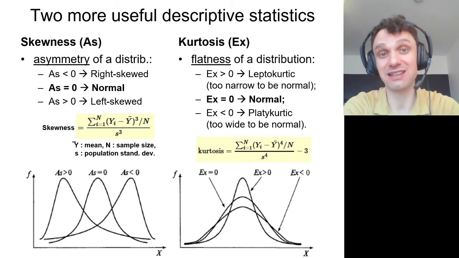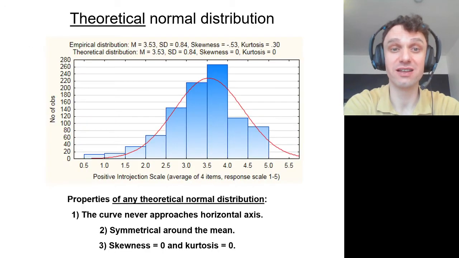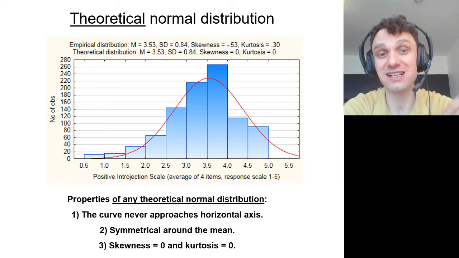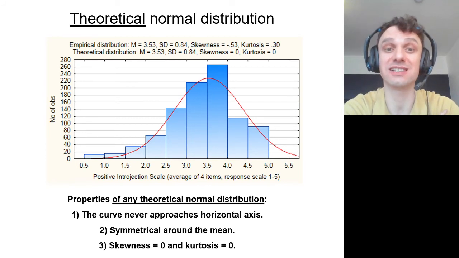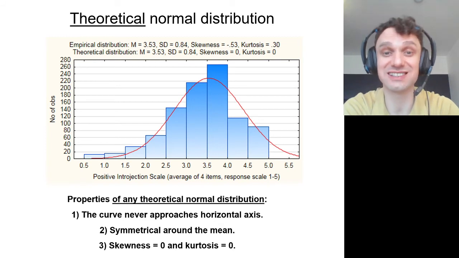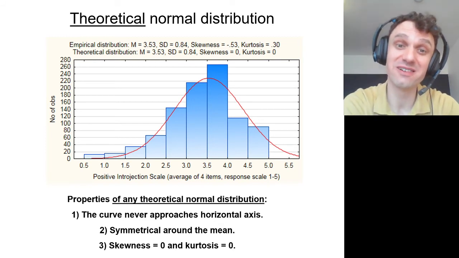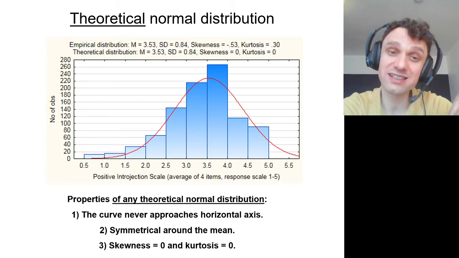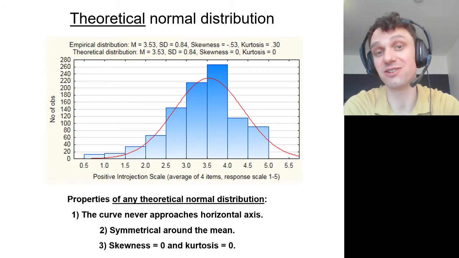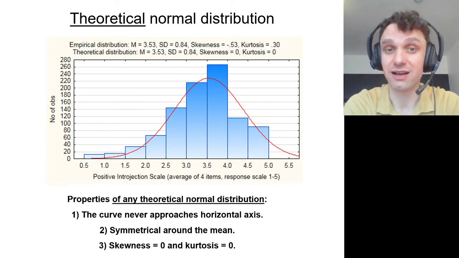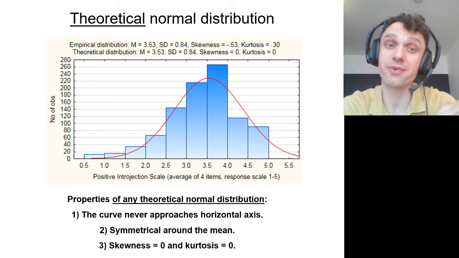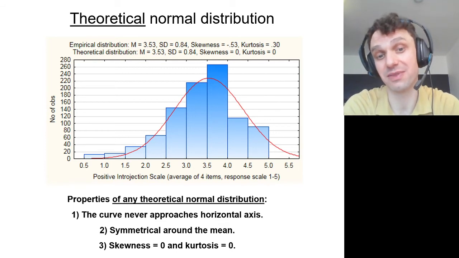This is why when we encounter some empirical distribution, we typically calculate these four descriptive statistics: mean, standard deviation, skewness, and kurtosis. And if our skewness and kurtosis are acceptably close to 0, we can say, okay, this is a fairly normal distribution. So here, for example, skewness and kurtosis are both within the range of -1 to 1. So we can say, okay, this is an approximately normal distribution.